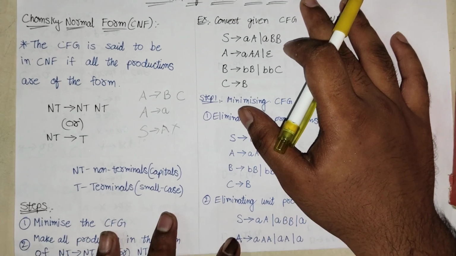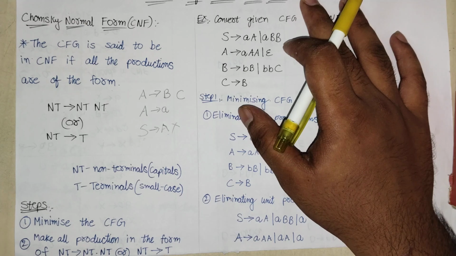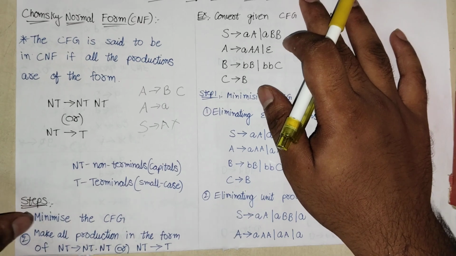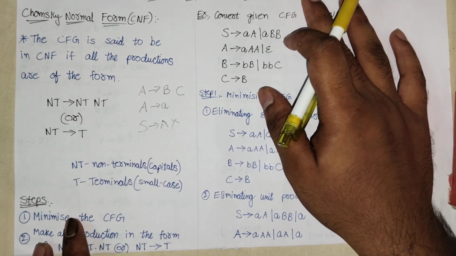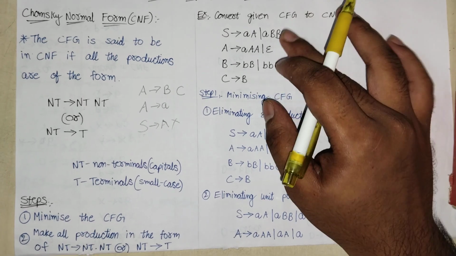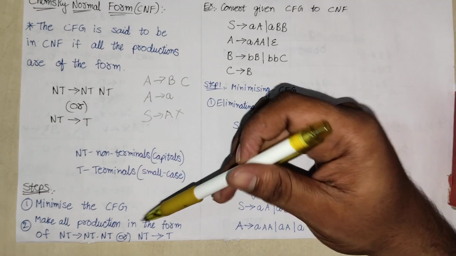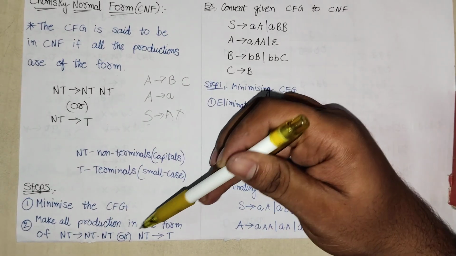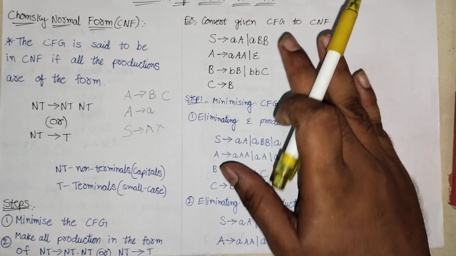Now let's see the steps of conversion of a context-free grammar to the Chomsky normal form. First and foremost step is you have to minimize the grammar. That is, you have to simplify the grammar. That's why I have uploaded this video first. If you haven't seen that video, first watch it to get clarity on how to minimize the grammar, or else we will discuss it now in a simpler way. The second step is to make all the productions of the form non-terminal tends to non-terminal and non-terminal, or non-terminal tends to terminal. So let's discuss in detail with an example.